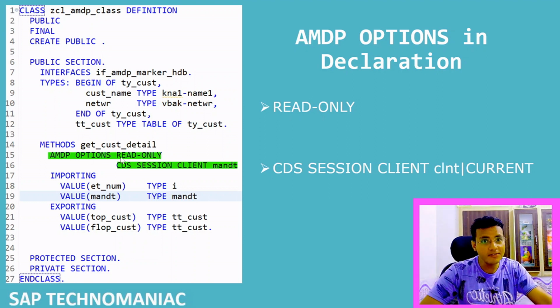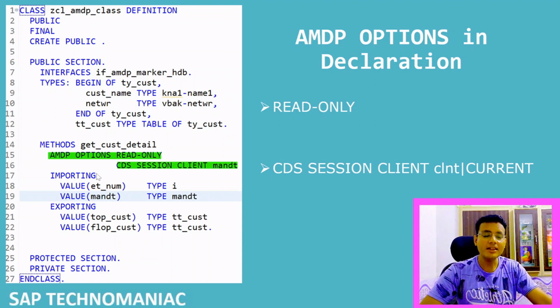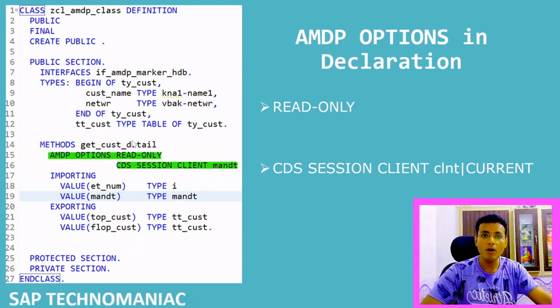Suppose I have given these AMDP options here and I have not created the method as an AMDP procedure. I didn't use BY DATABASE PROCEDURE and did the implementation as a normal method implementation. In those cases, there will be no impact of these two options. Whatever we give for these two options, there will be no impact. So we will discuss what the impact of the AMDP option read only is.